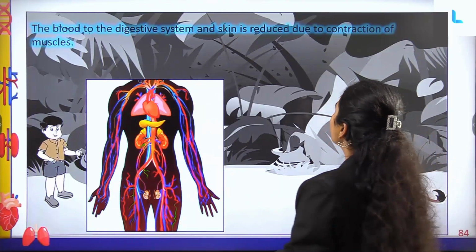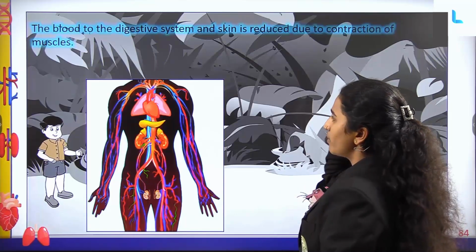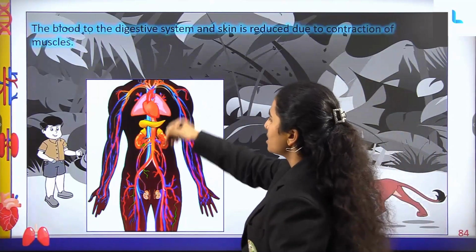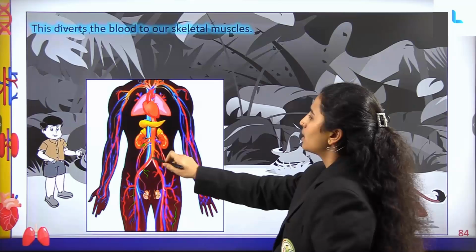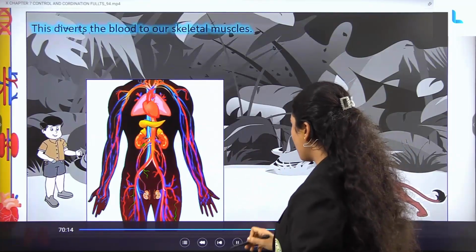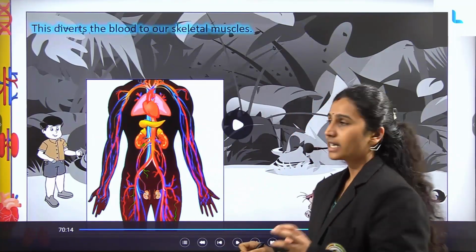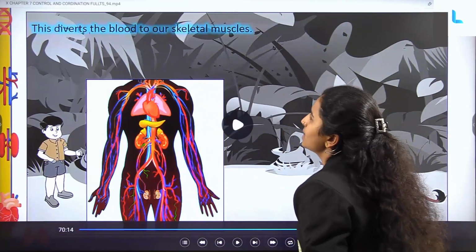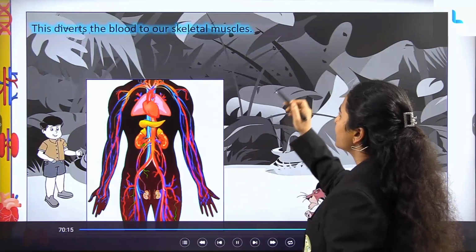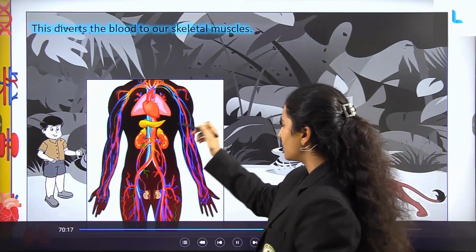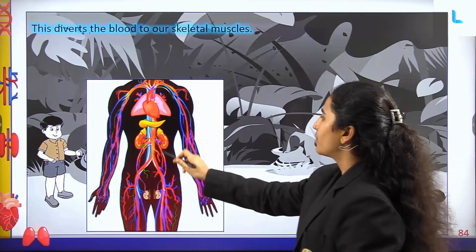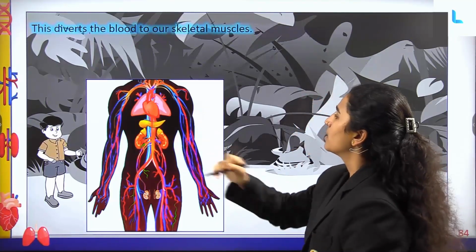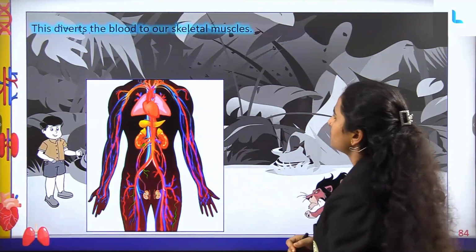Now blood to the digestive system and skin is reduced because of the contraction of muscles. Here the oxygen is moved more to the muscles, therefore the blood which has to be transferred to the stomach and other parts will be reduced and more will be transported to the muscles only. This diverts the blood from the heart and stomach to the skeletal muscles.